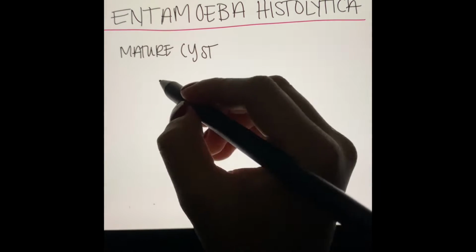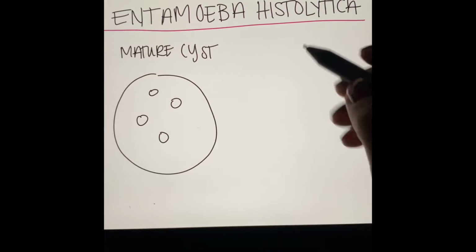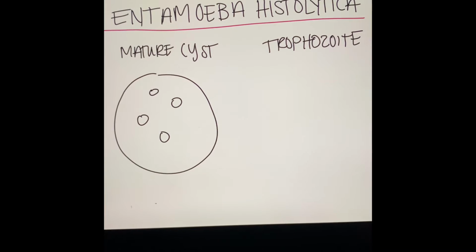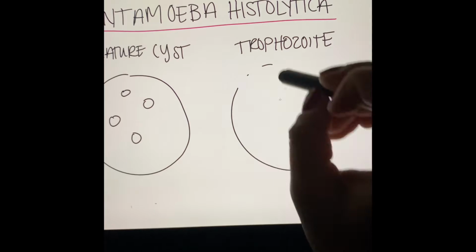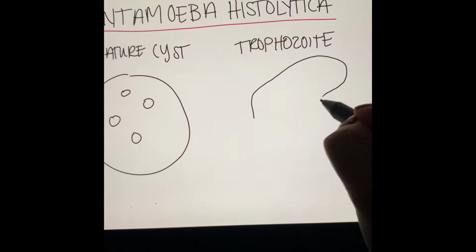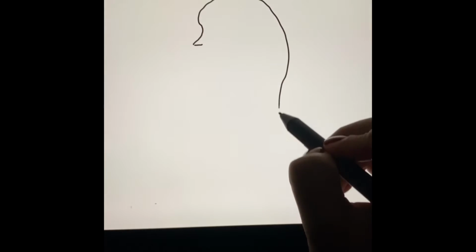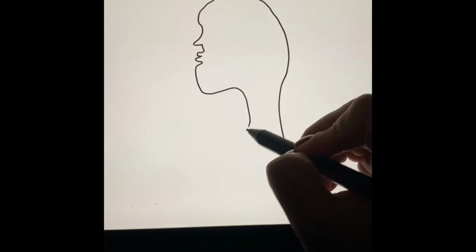This protozoan parasite has a mature cyst, which is the circular one with 4 nuclei, and it also has the trophozoite, which is the mobile form and uses a pseudopod to move around. It has an irregular shape and 1 nucleus, as you can see, the one on the right. Now, disclaimer, I am not an artist, but I am trying my best here to draw.